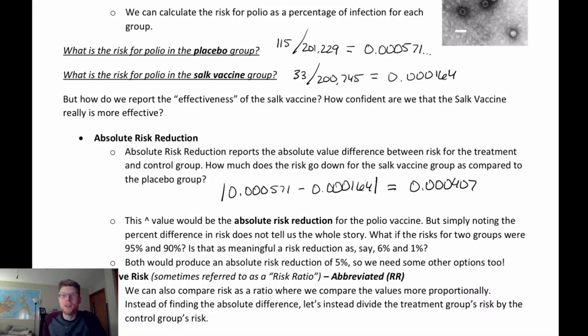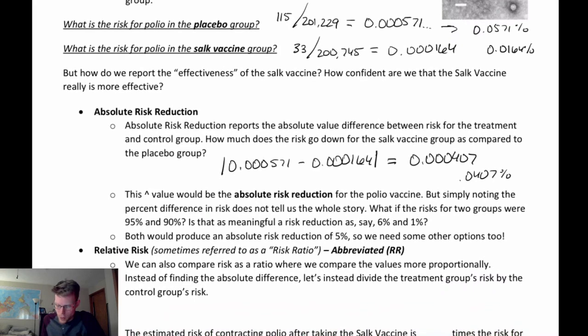Right, and so if you think about these as percents, if I just convert each of these over to decimal places, I'm going to get 0.0571%. This value is 0.0164%, and my risk reduction is going to be 0.0407%. So just moving that decimal place 2 places over, I can call this a percent. And I can see that my absolute risk reduction is 0.0407%.